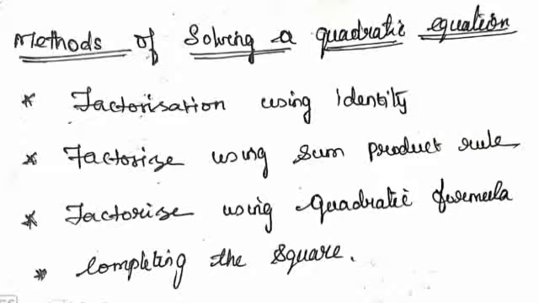Actually, there are four methods of solving a quadratic equation. The first one I have given here, factorization using identity. Second one, factorization using the sum product rule. Third one, solving using the quadratic formula. And the last one, completing the square. So the first one, factorization using identity.